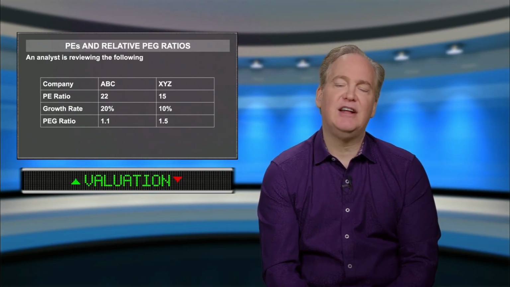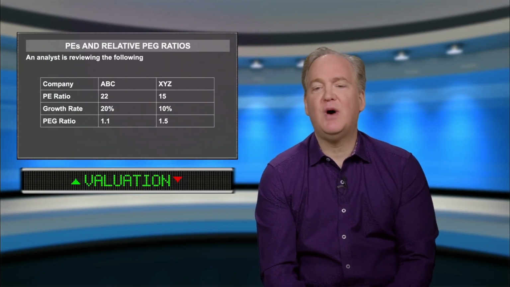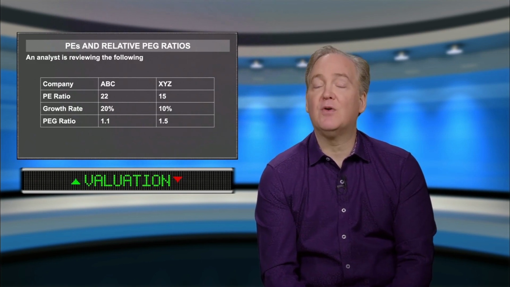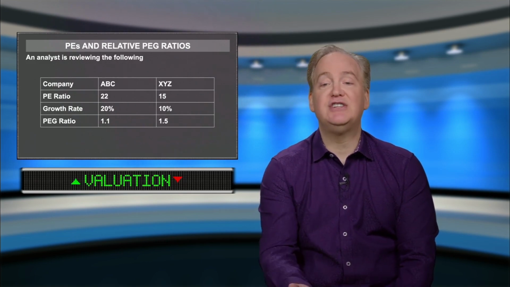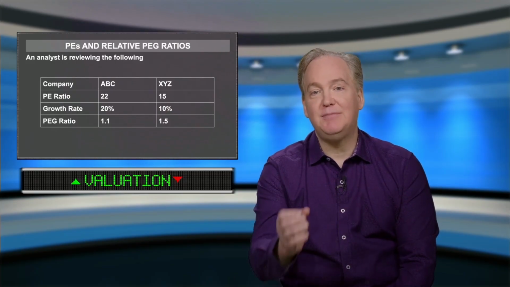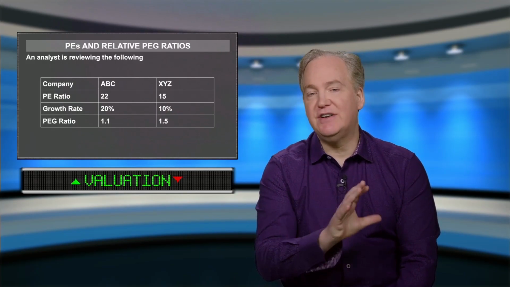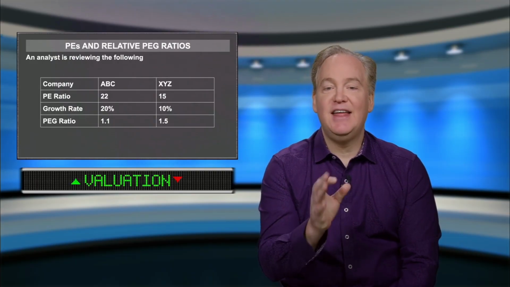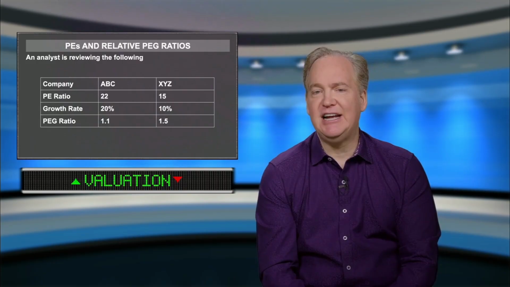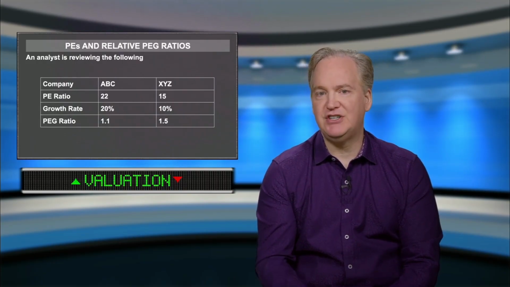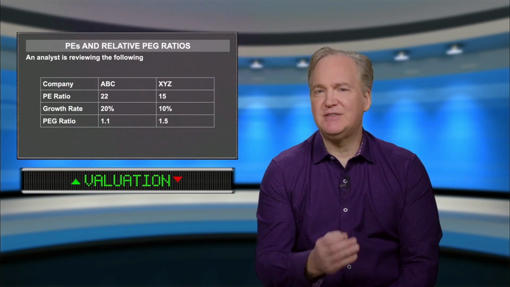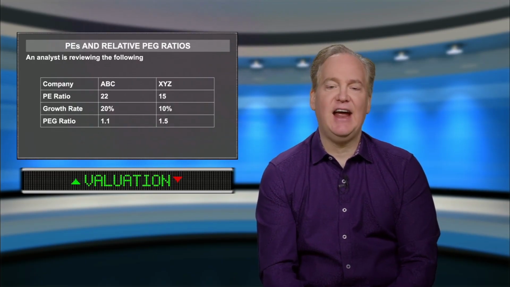Similarly, we calculate the PEG ratio for XYZ, and XYZ has a PE ratio of 15 and a growth rate of 10, and the PEG ratio for XYZ is 1.5. XYZ, based on its growth rate, is actually far more expensive than ABC. Now, they both may be relatively expensive because they have a PEG ratio of greater than 1, but certainly XYZ's is more expensive than ABC.